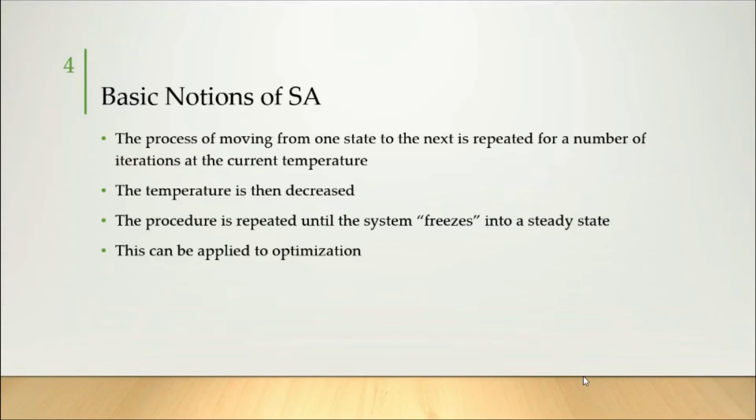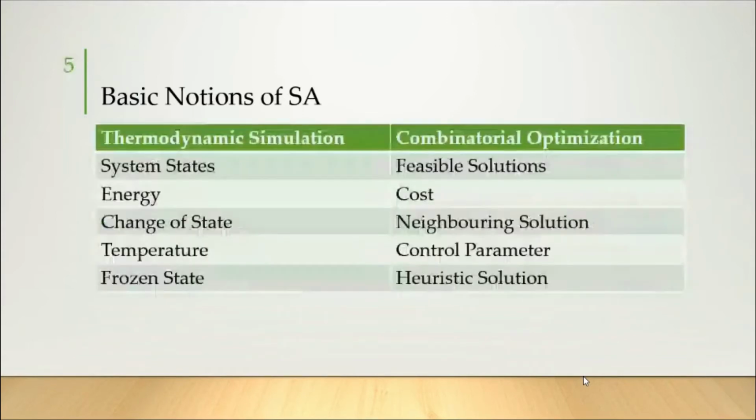So then this can be applied to optimization. Now the similarities between the thermodynamic simulation, that is the actual thing, and the combinatorial optimization simulation. The first one: in the thermodynamic system, it is the different system states; in combinatorial optimization, it is the feasible solutions. In the thermodynamic simulation, it is energy, but in combinatorial optimization, energy is equivalent to cost. If there is a change of state in the thermodynamic simulation, then in combinatorial optimization we go to a neighboring solution, that is, a change in the existing solution is made.